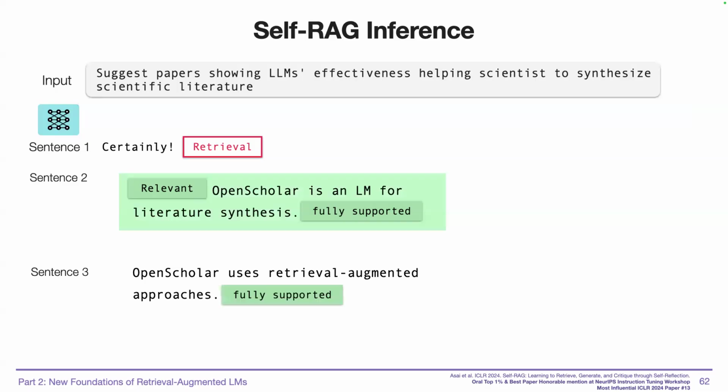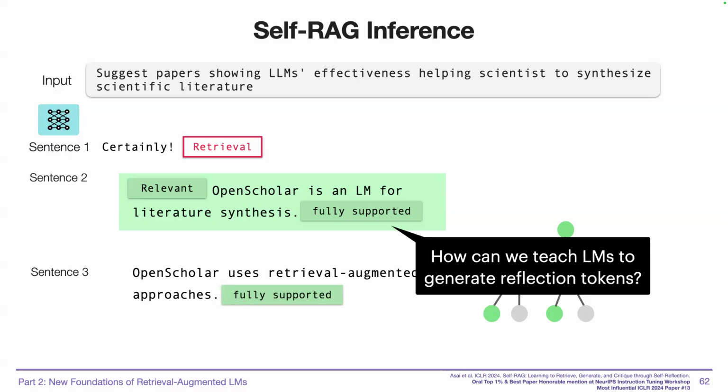Well, I've simplified this by choosing only the best continuation. Our default approach uses sentence-level beam search, keeping the top n generations at each sentence. Now, the important question is, how can we train a language model to generate both special tokens and standard output?